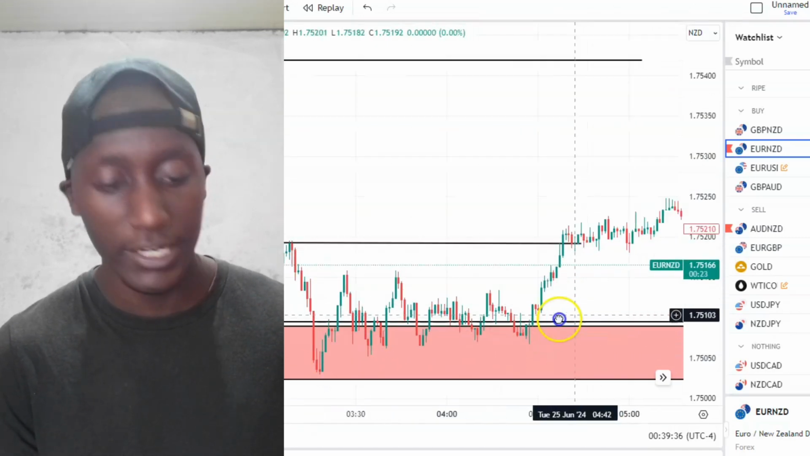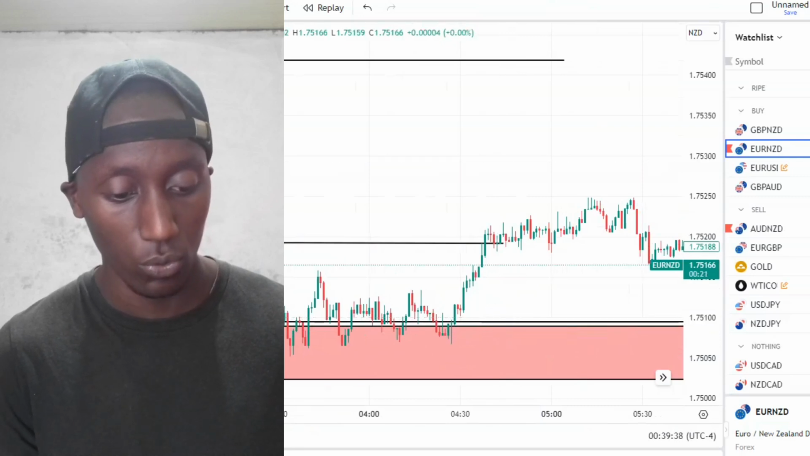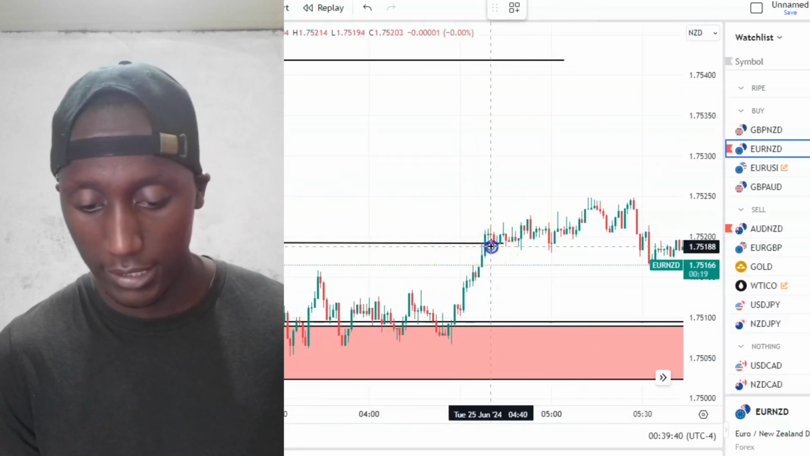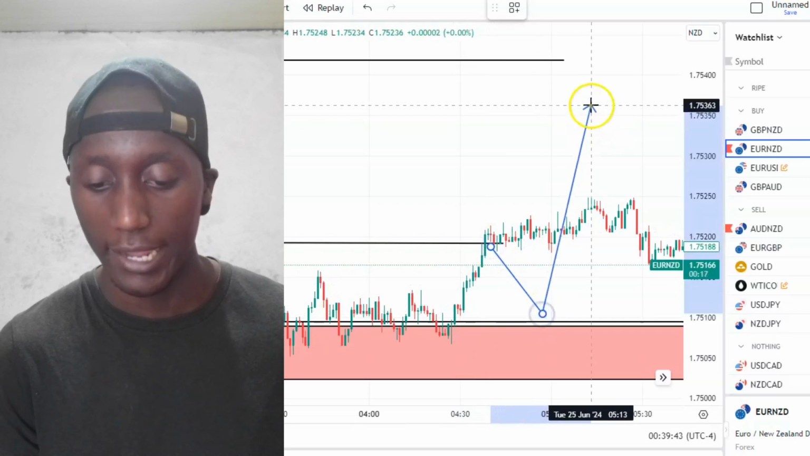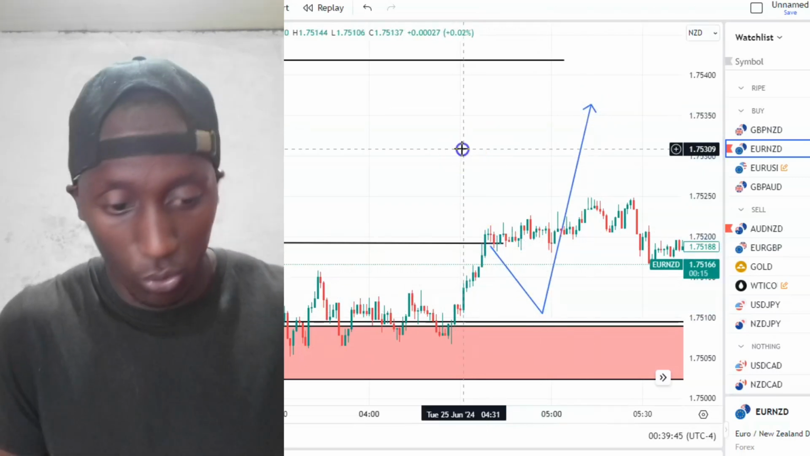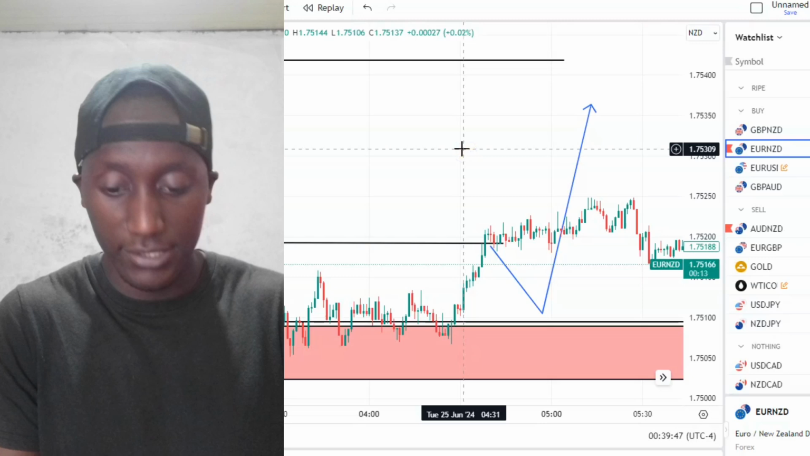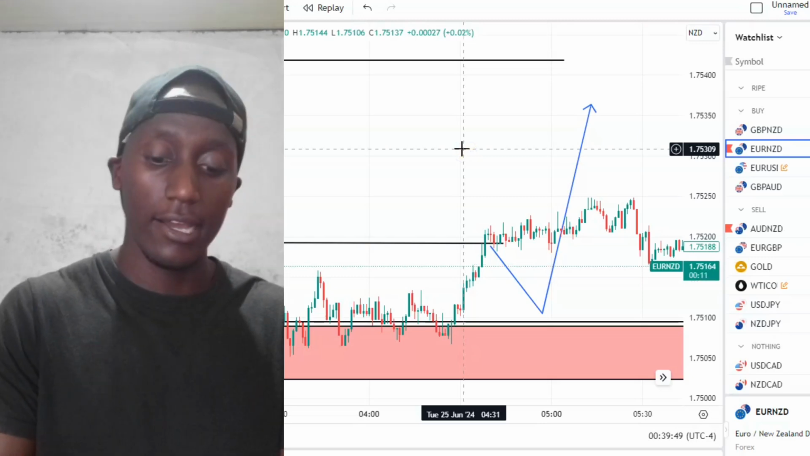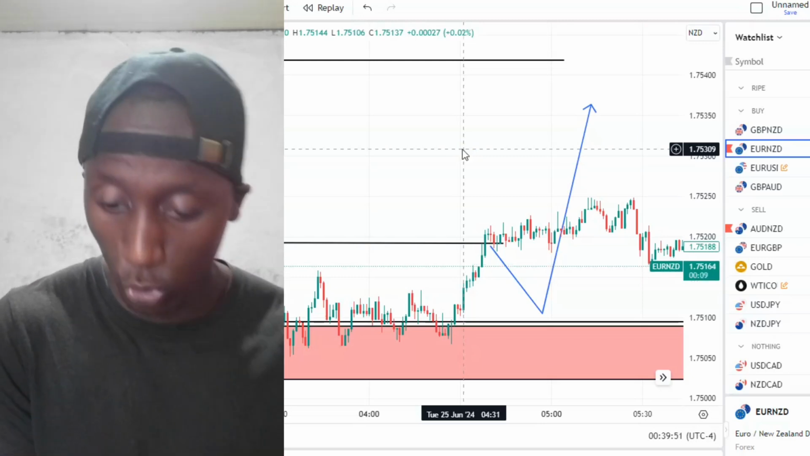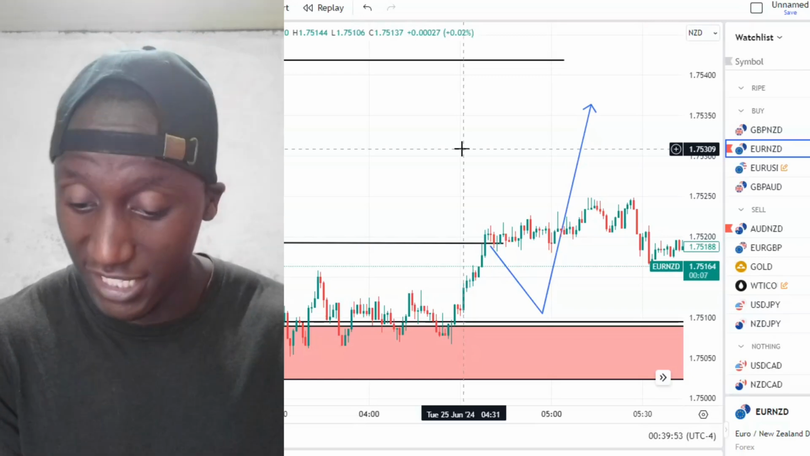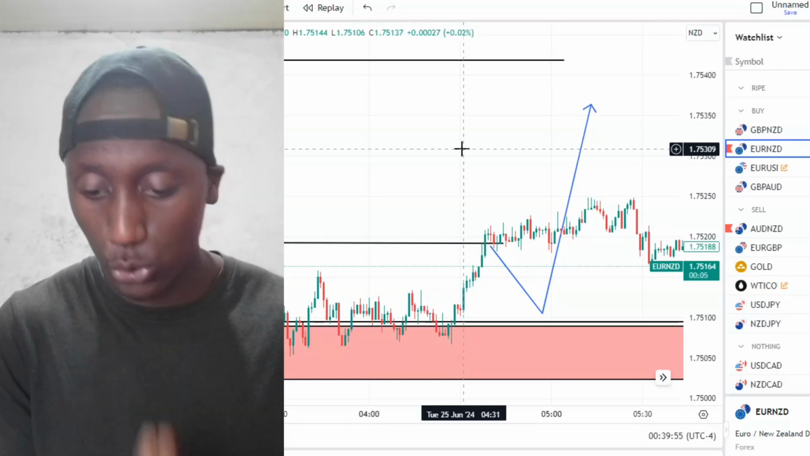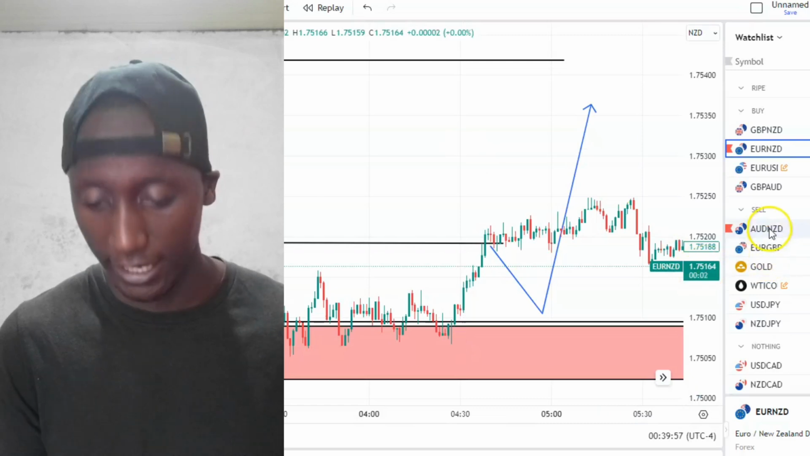And now I was waiting for price to bounce off of this level to continue higher. And we can see that this was not the case. Price just continued going higher. And that is how we ruled out EUR/NSD and focused solely on AUD/NSD.